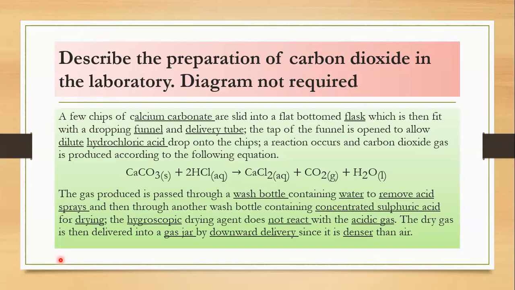The apparatus. I have tried to show all the apparatus that are there in that preparation of carbon dioxide gas in the laboratory. The equation. You must bring it out to show that that is the reaction by which the gas is being produced. Then the explanations, when you come to the bottom, why are you using concentrated sulfuric acid to dry? Because it is hygroscopic and it will not react with the acidic gas. Try to give those explanations.